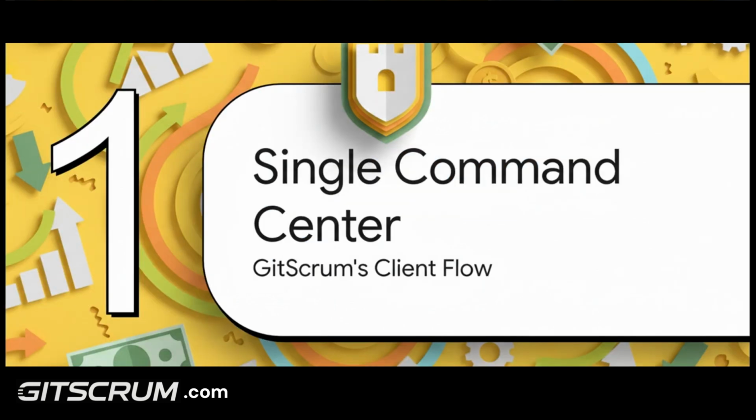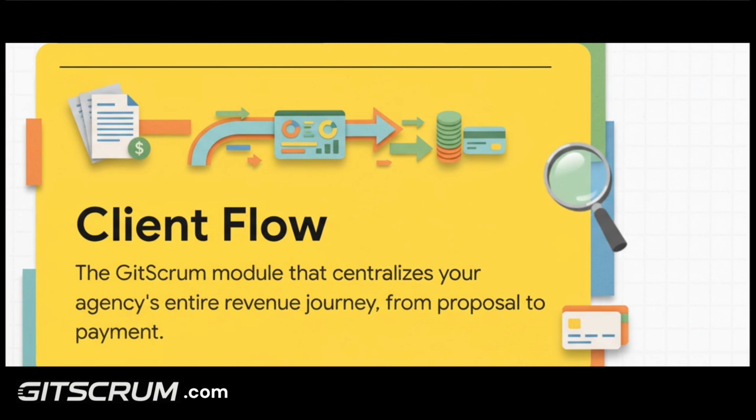And that solution we created is what we call your single command center. It's a module we designed with one mission and one mission only, to end financial chaos once and for all. It's called Client Flow. So, what is Client Flow? Think of it as the financial heartbeat that we at GetScrum integrated right into the system. It centralizes 100% of your agency's revenue journey. I mean, from the very first draft of a proposal to the exact second a payment is confirmed, everything is in one powerful visual place.